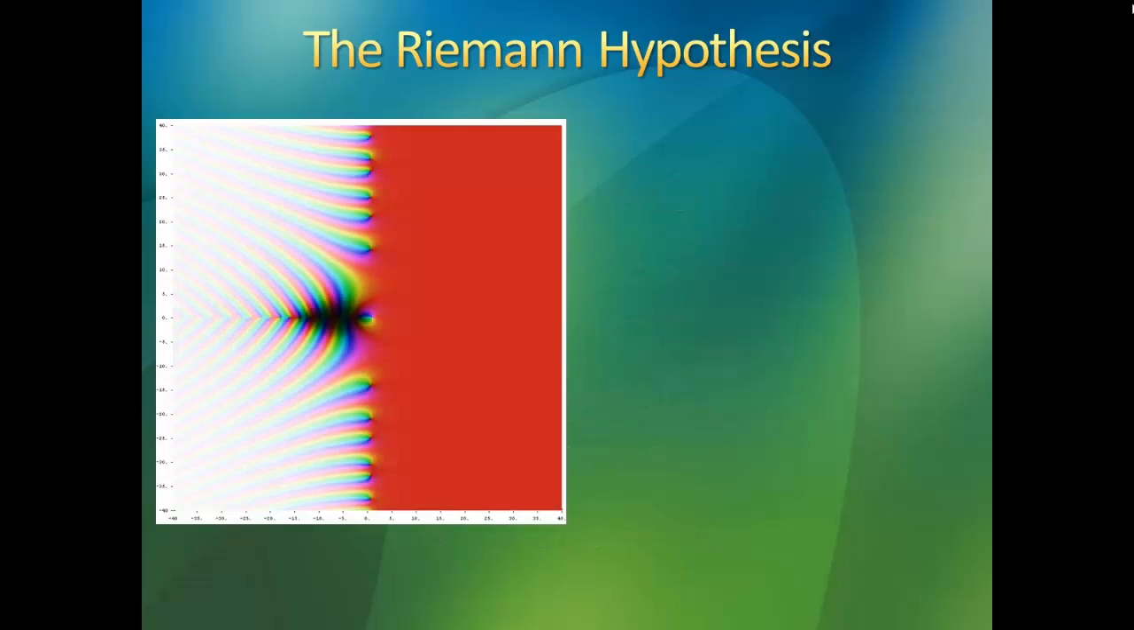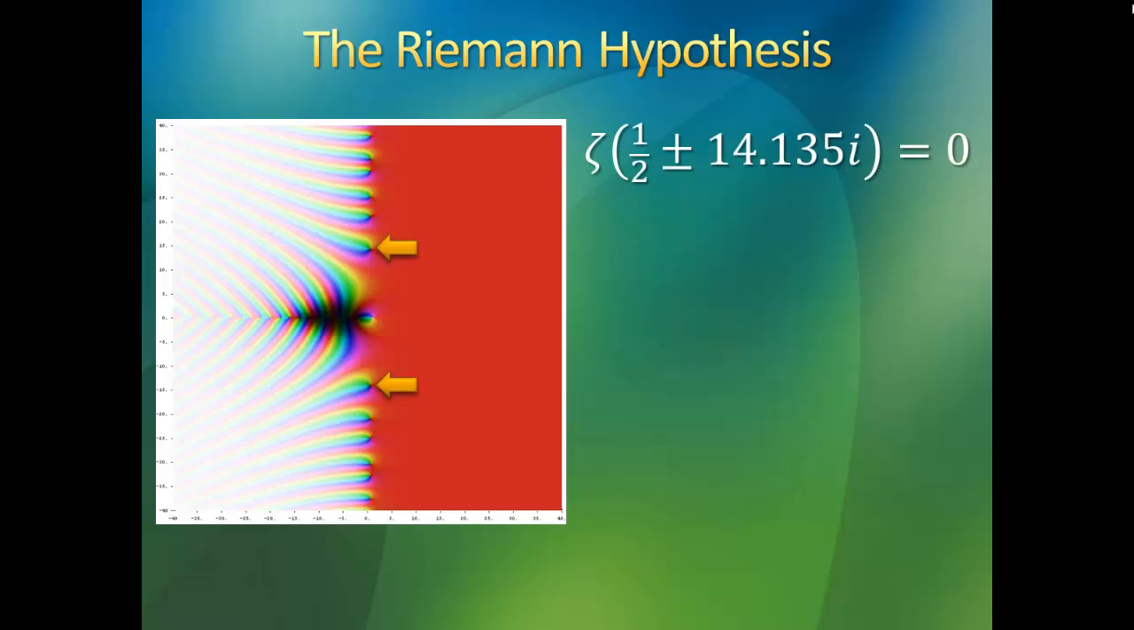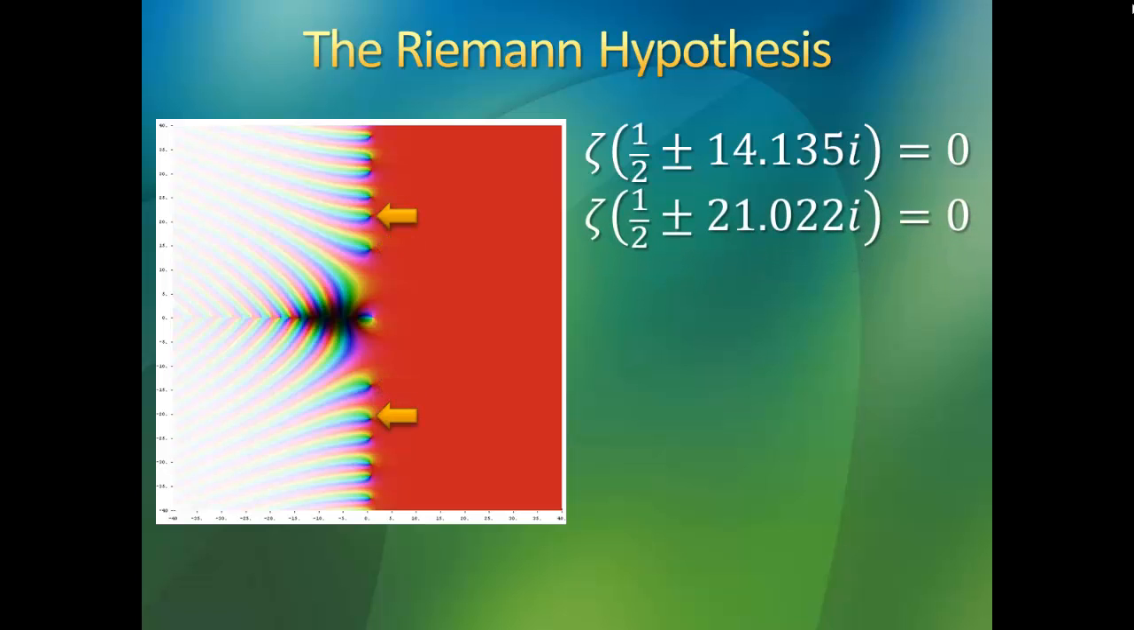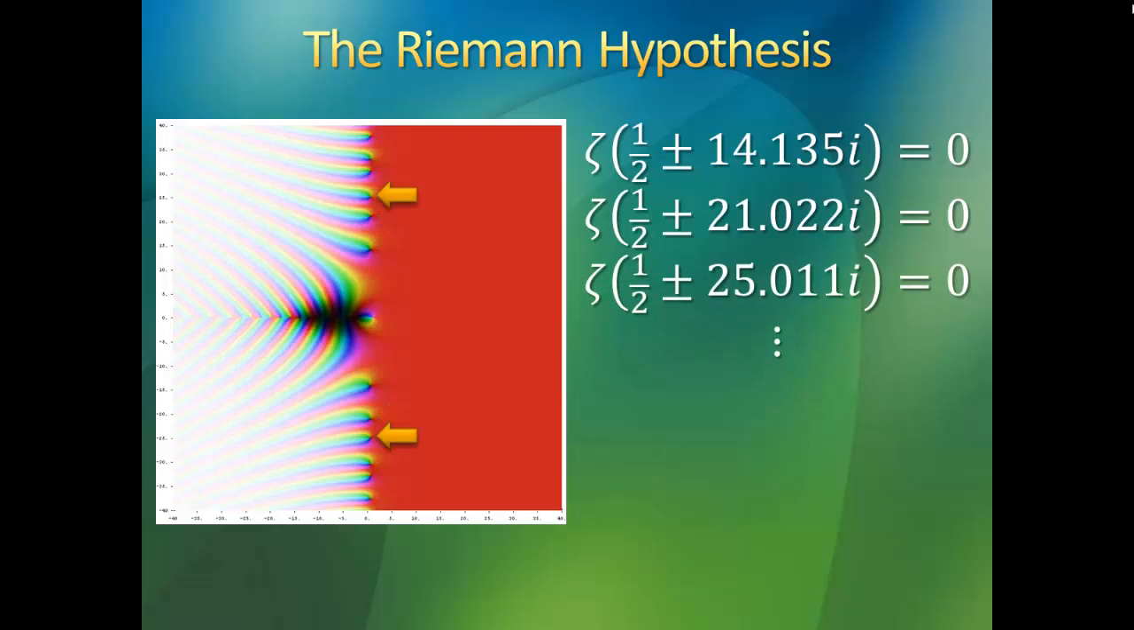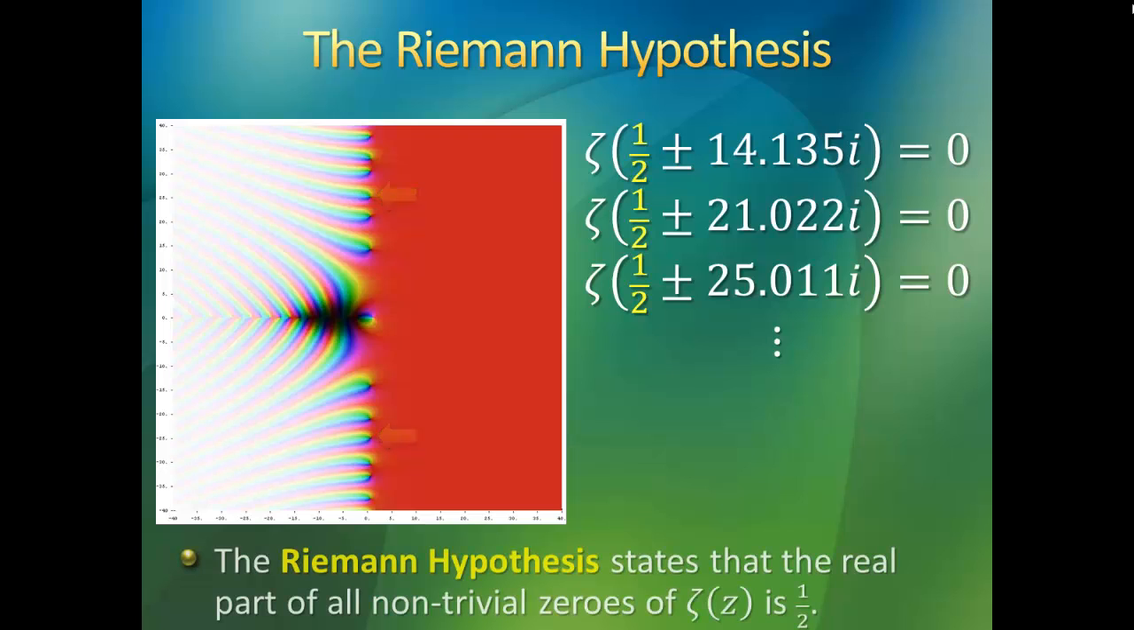For instance, giving approximations to 3 decimal points, there's 1/2 plus or minus 14.135i, 1/2 plus or minus 21.022i, 1/2 plus or minus 25.011i. Noticing a pattern? The real part of all of these is 1/2. But is that always the case? The Riemann hypothesis conjectures that this is in fact true, that the real part of all non-trivial zeros of the Riemann zeta function must be 1/2.